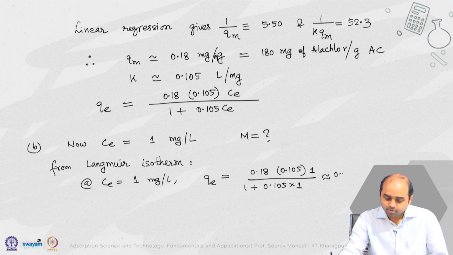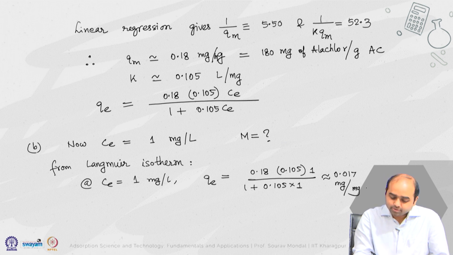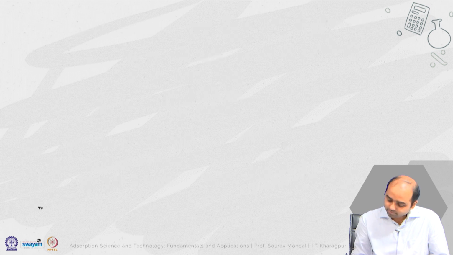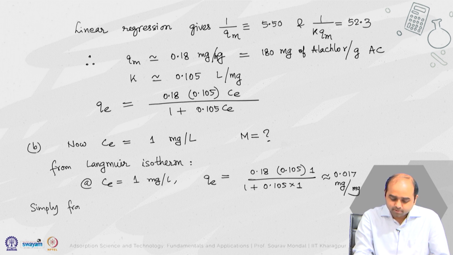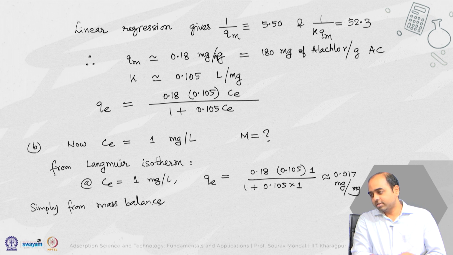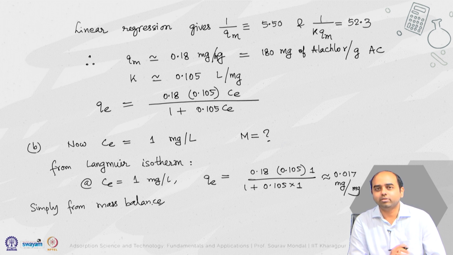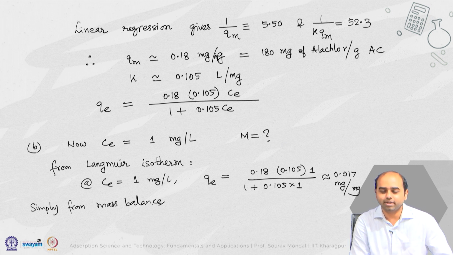And this is around 0.017 milligram per milligram of the Alachlor, per milligram of the activated carbon. Now, simply from mass balance, we can say that the initial concentration, or whatever is there initially, is equal to the final equilibrium concentration plus the amount that is uptaken by the adsorbent.